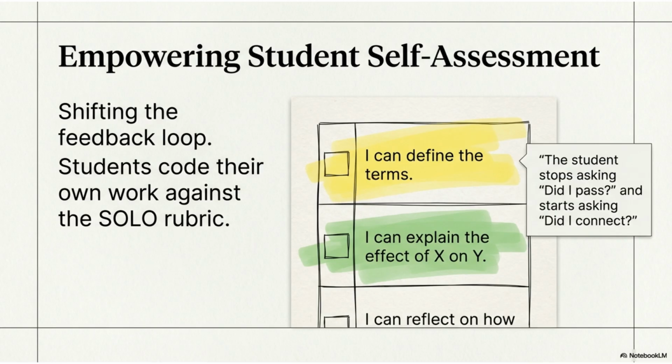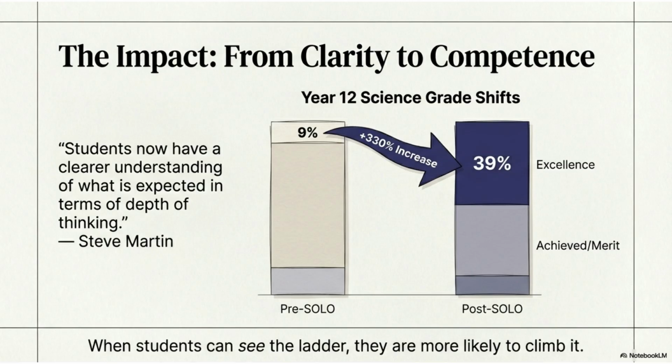Students code their own work against the SOLO rubric, moving from asking, "Did I pass?" to asking, "Did I connect?" The impact of using SOLO is a shift from clarity to competence. When students have a clearer understanding of the expected depth of thinking, they are more likely to climb the learning ladder and achieve higher levels of excellence.